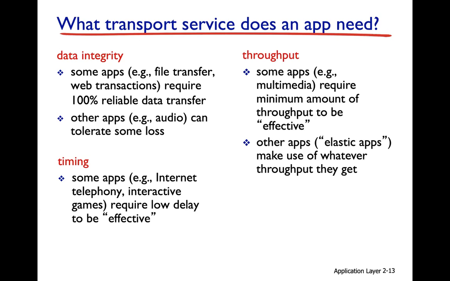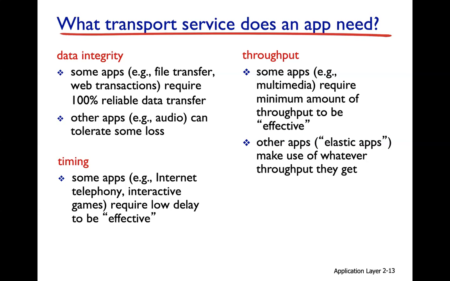Those throughput, for example, multimedia, like YouTube, you should have a minimum amount of throughput that should be considered. Otherwise, the multimedia will get stuck. So this one is the throughput requirement, but sometimes they don't want to get the throughput too much.